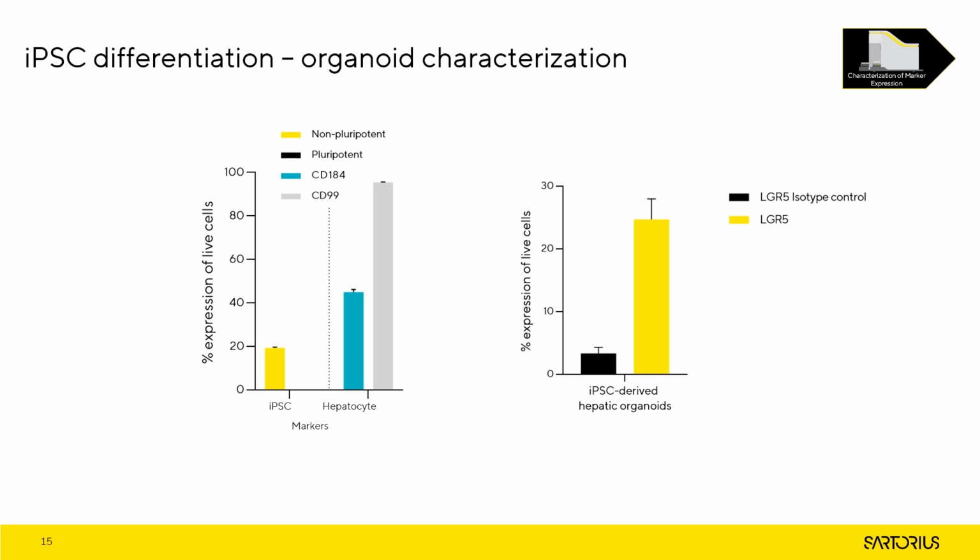On the right-hand side, we also measured the expression of a LGR5 protein, which is a stem cell marker in organoids and 3D spheroids. And here what we found was that the iPSC-derived hepatic organoids had high levels of LGR5, which indicates a high level of proliferation, high level of proliferative capability of the organoids. So they were healthy and they were growing and very proliferative.